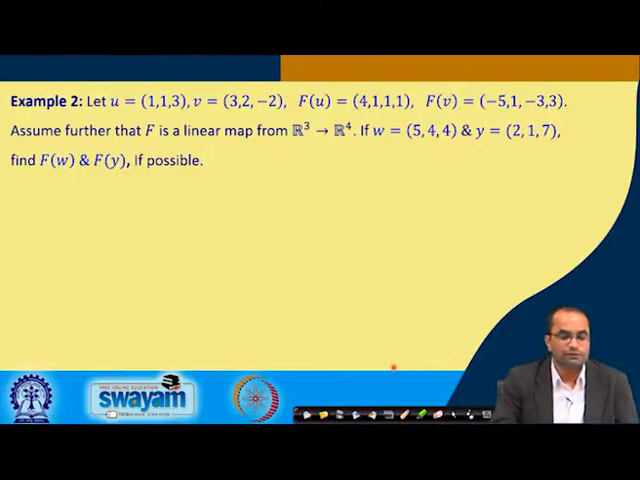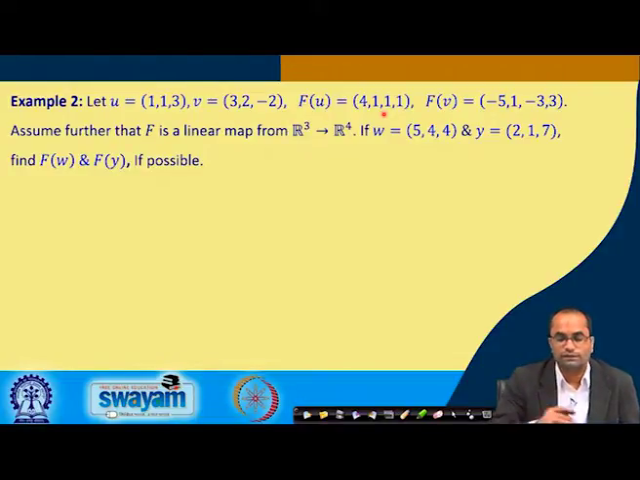Now, another example where we have u and v, and it is also given that f on u, some map on u, is (4, 1, 1, 1) and f on v is (-5, 1, 1, -3), and we assume that this f is a linear map from R^3 to R^4, because u and v are from R^3 and the output is in R^4. So, this maps from R^3 to R^4.